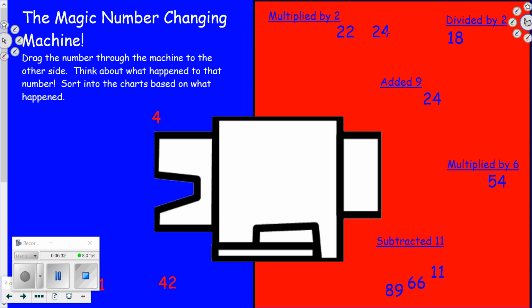Put in a 3, I got an 18. Multiplied by 6. 42, and I get a 21. I got a 31. I got a 40. Oh, I did. Thank you.